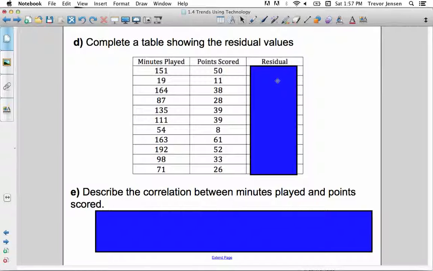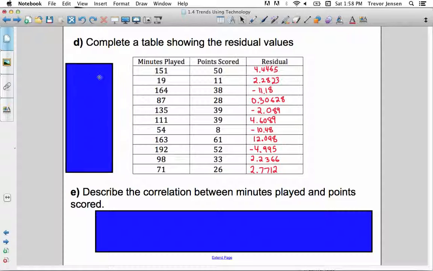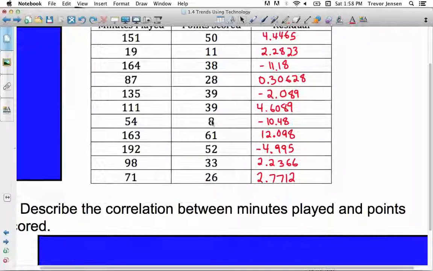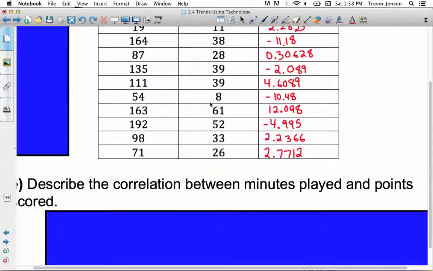Also, you can try and calculate your residual values using the calculator. And those are the values that you should have got there. Hopefully you can see those. I'll zoom in a little bit. I'll try to. There we go. Hopefully you can see those. And I think that's all I'll show you for that.